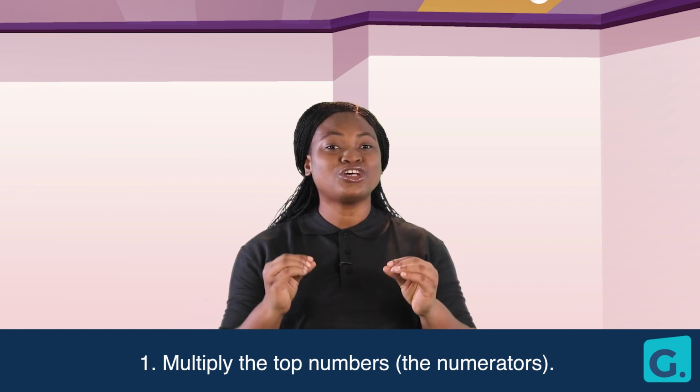Well, there are 3 simple steps to take when you're trying to multiply fractions. Step 1, make sure to multiply the top numbers first, that is the numerators. Step 2, multiply the bottom numbers together, that is the denominators. And the last final step is to simplify or reduce the fraction if there is a need.